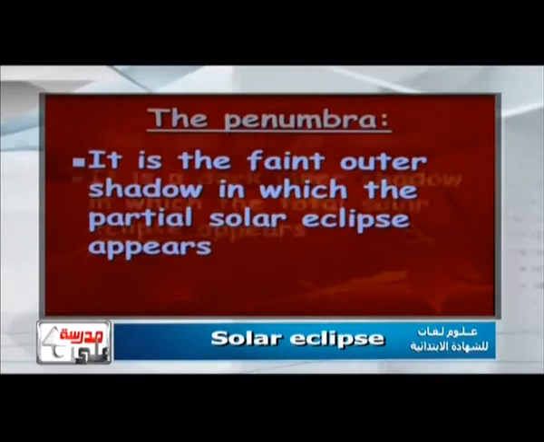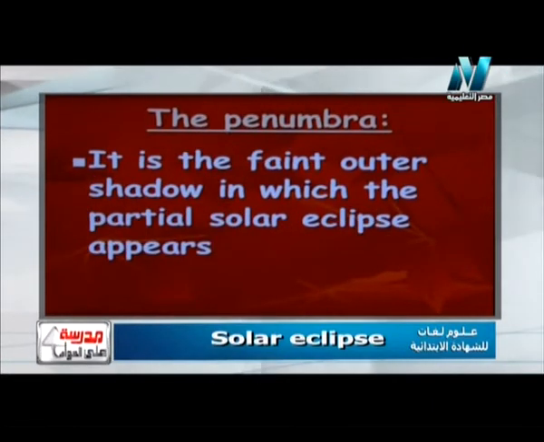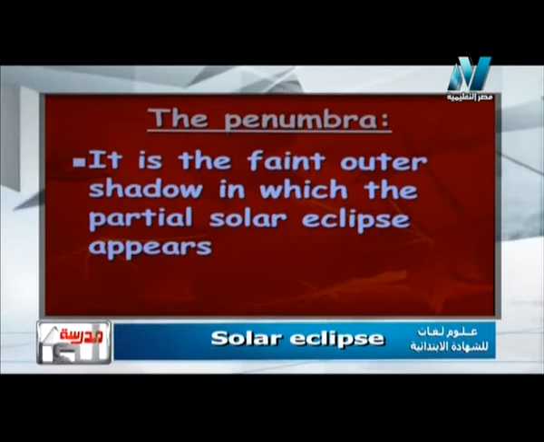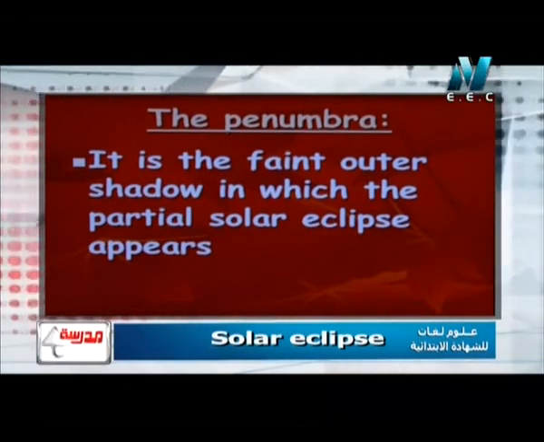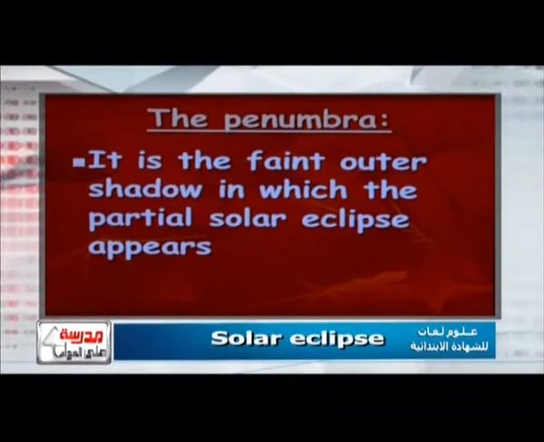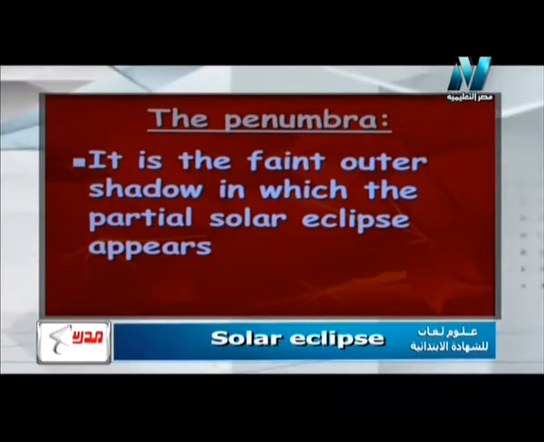So what's meant by penumbra? The penumbra is a faint outer shadow in which the partial solar eclipse appears. يبقى عندنا منطقتين او هما 3 areas 3 مناطق لكن هما 2 types. في منطقة بنسميها umbra ومنطقتين بنسميهم penumbra.